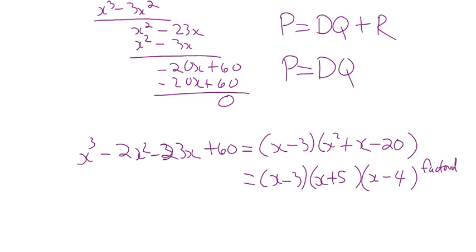So before we didn't know much about this. Now we could draw a fairly accurate graph of this, right? Because we know where the zeros are, which are, where are the zeros? 3, negative 5, 4, and the y-intercept is 60. Okay, so we can draw a nice accurate graph of this.